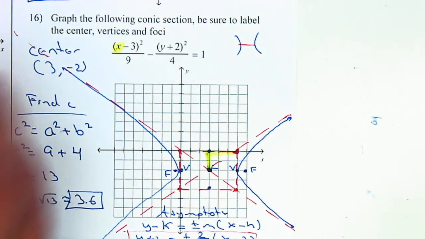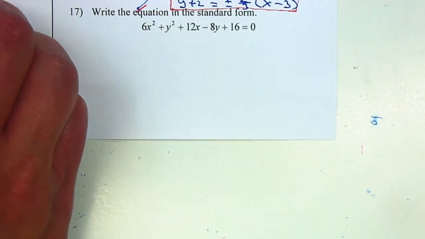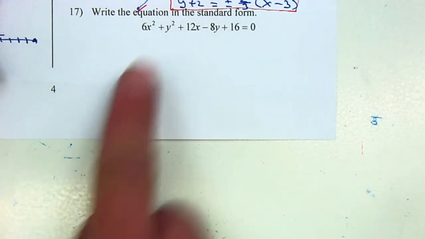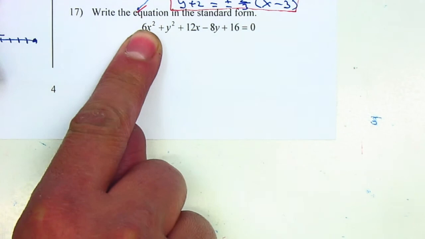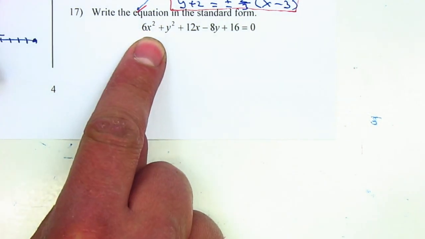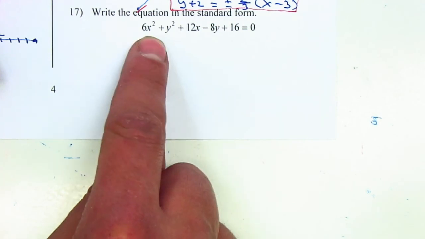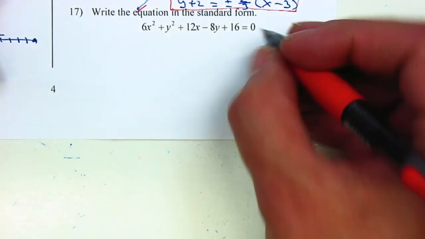And the last problem, number 17. Write the equation in standard form. So first you need to decide what type of equation this is. They both are squares, so it's not a parabola. They both have the same sign, so it's not a hyperbola. And they have different coefficients, so this is an ellipse.